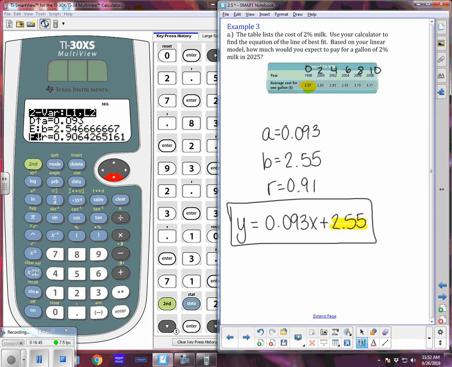In fact, this correlation is 0.91. So it isn't as good as it could be. We look for things that are a 0.98, 0.99, but it is certainly a strong positive.